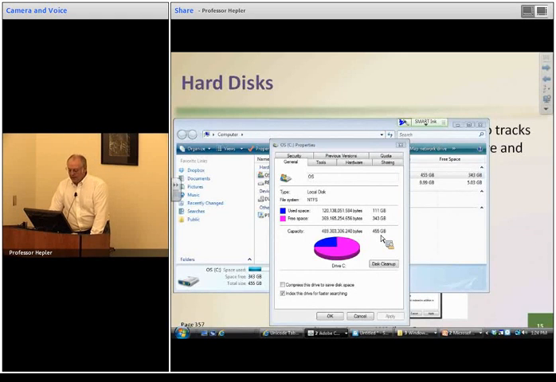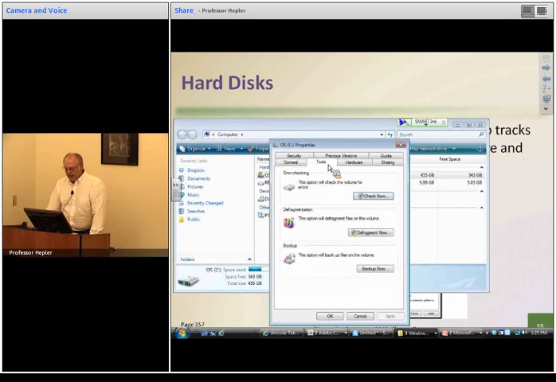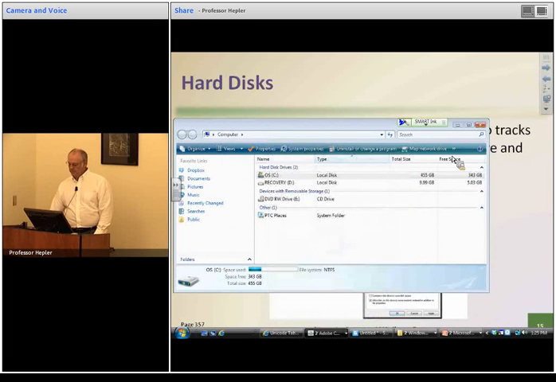I just wanted to see how that works. The file system here is NTFS. Don't worry about that. We're going to talk briefly about that. And over here, I went to Tools. And this is where you can defragment the disk. And we'll talk about that. I just wanted to show that to you in case you want to do that on your disk.